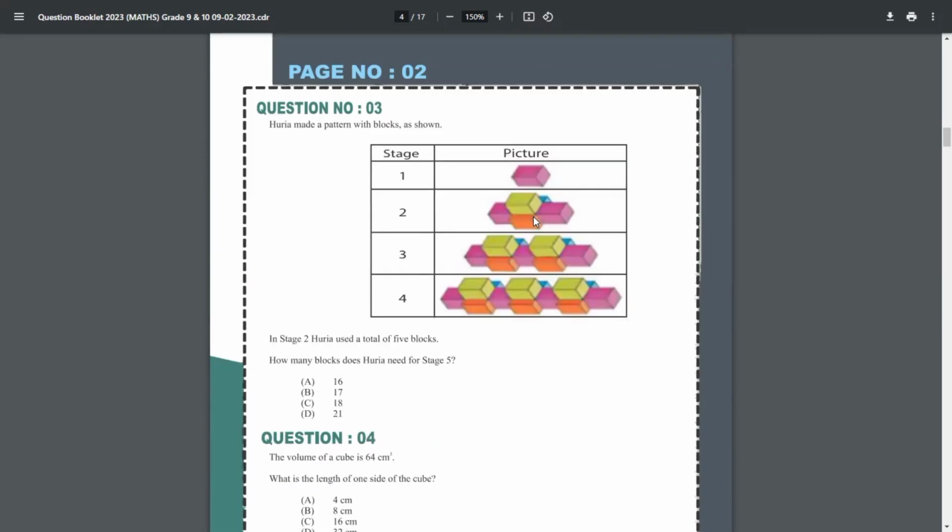1:4. Question 3. Huria made a pattern with blocks as shown. In stage 2, Huria used a total of 5 blocks. How many blocks does Huria need for stage 5? The correct answer is option B.